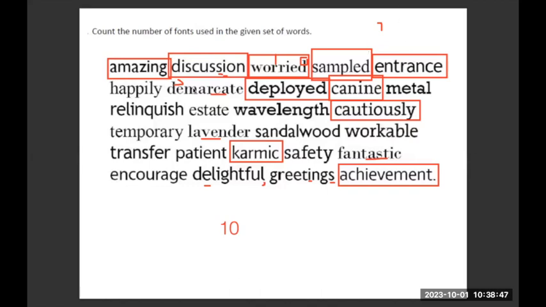Achievement and discussion. Okay, chalo, let's see that. Achievement. They both are different. Achievement and discussion. Look at the I dot and look at the I dot of achievement. Look at both. They both are different. Divya, sorry.